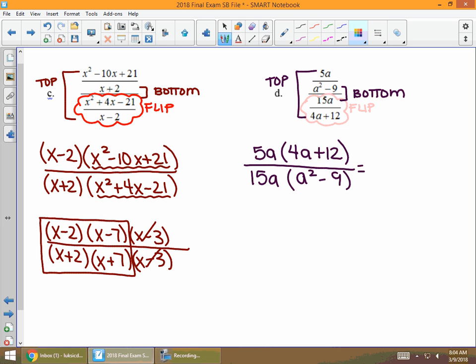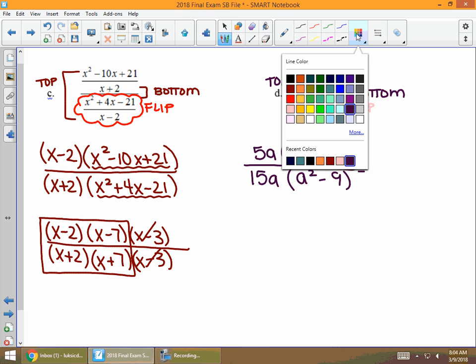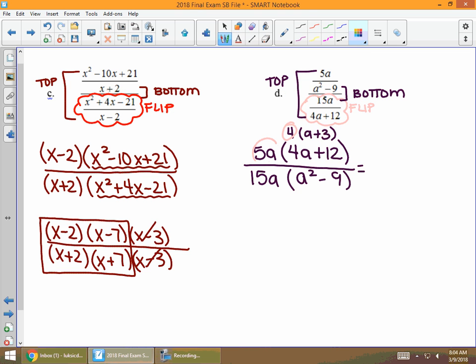So in my next step, 4a plus 12, 4a and 12 have 4 in common. So when I bring that 4 out, I'm going to multiply it with 5a. So that's going to give me 20a on the outside of my parentheses, and I'm going to have a plus 3 left. In my denominator, I have that 15a on the outside. I don't have anything to GCF out of a squared minus 9, but a squared minus 9 is a difference of squares.